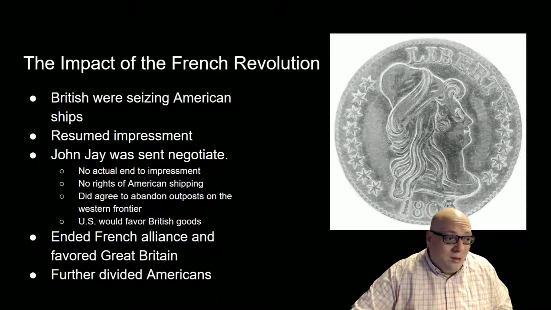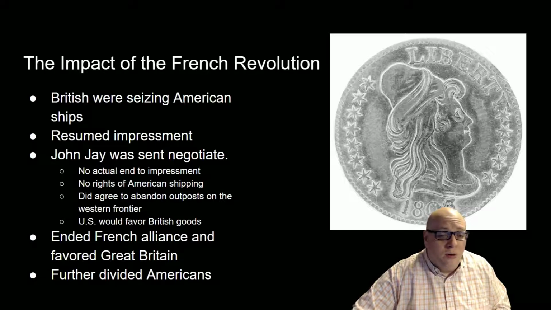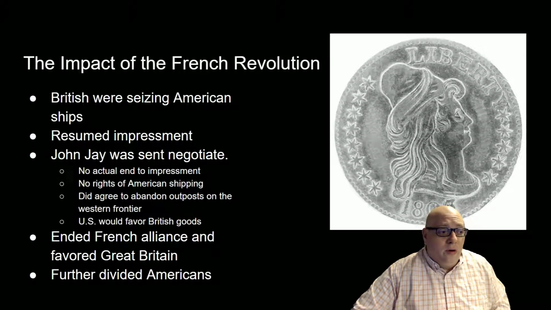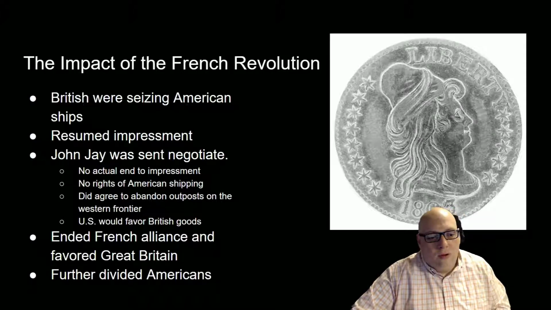The problem was that John Jay didn't actually negotiate an end to impressment and got no actual rights for American shipping. He did get an agreement that the British would abandon their outposts on the western frontier, and the U.S. would actually favor British goods. When this treaty came back, this outraged many Americans that supported France, because essentially we're agreeing to be on the side of the British, further dividing Americans inside American society between favoring the British versus favoring the French.